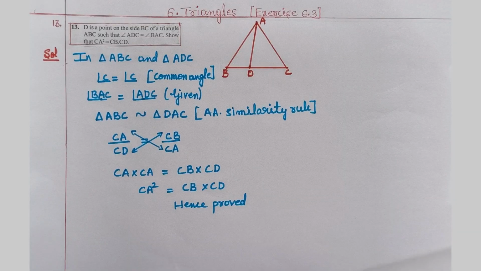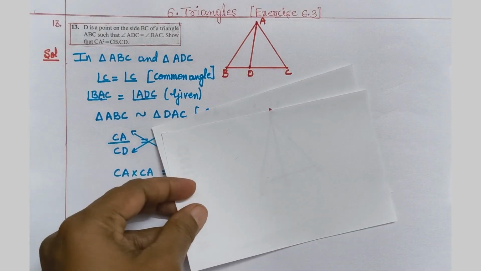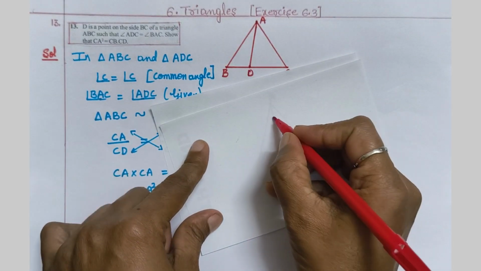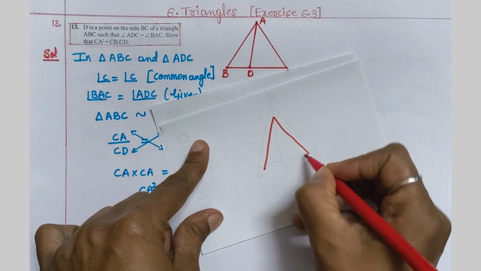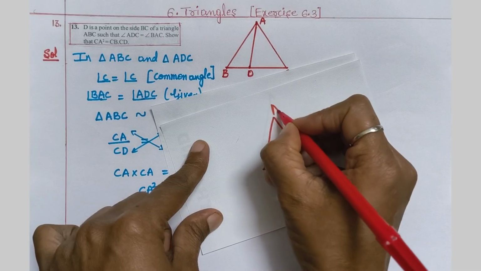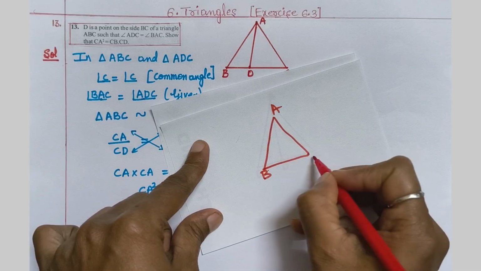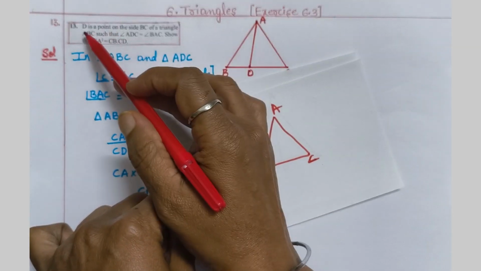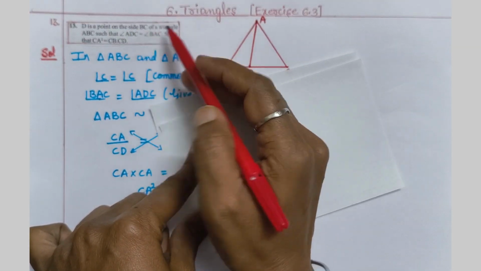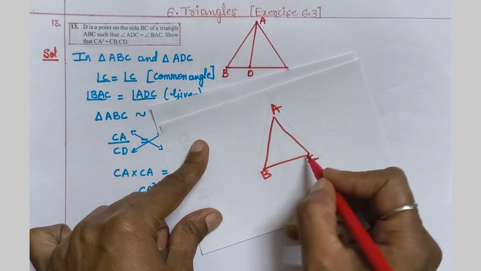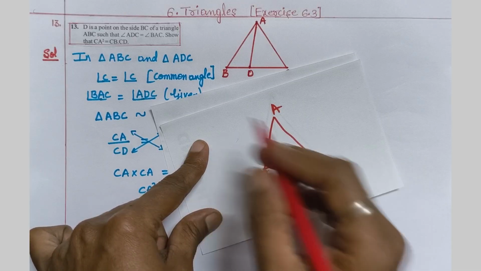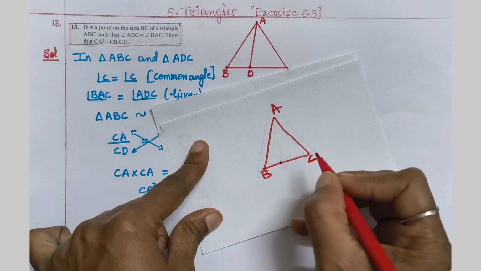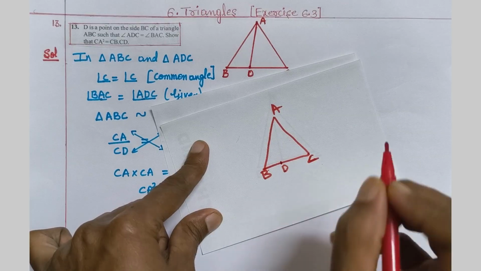How to draw the diagram? Carefully listen. See here. First we will draw the triangle. Which triangle? Triangle ABC. Now you draw one triangle, that is ABC. After drawing this triangle, D is a point on side BC. This is the BC side. On the BC side, D is a point. So now you draw the point. Anywhere you take a point, that is D.